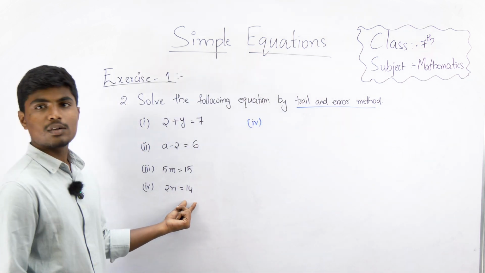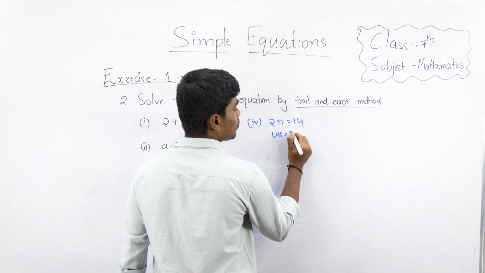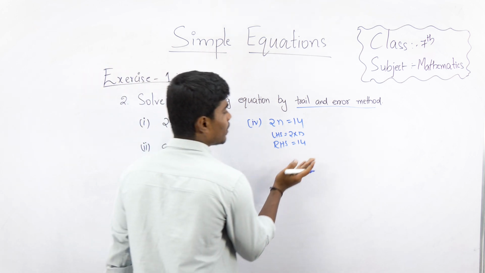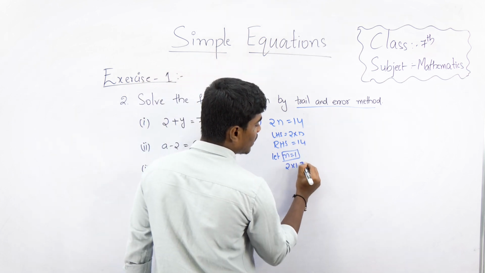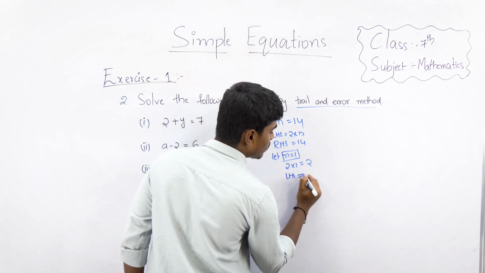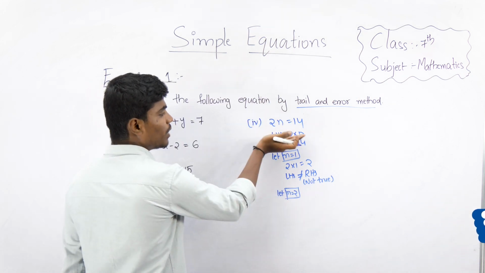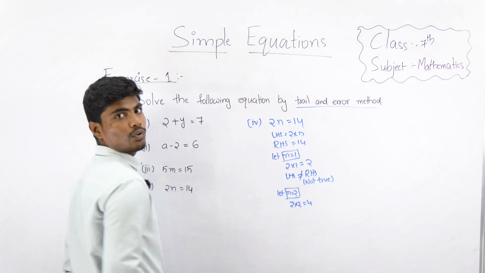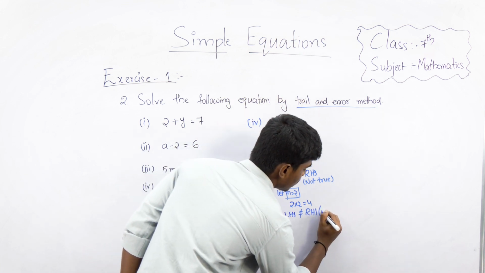Now let's move to 2n is equal to 14. Here LHS is equal to 2 into n. RHS is equal to 14. Here let n equal to 1. Here 2 into 1 is equal to 2. LHS is 2, RHS is 14. So LHS is not equal to RHS. So not true. Let n equal to 2. Here 2 into 2 is equal to 4. LHS is 4, RHS is 14. So LHS is not equal to RHS. So this is also not true.